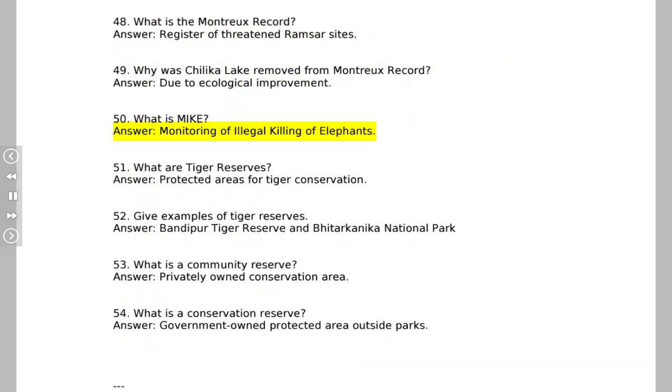50. What is MIKE? Answer. Monitoring of illegal killing of elephants. 51. What are tiger reserves? Answer. Protected areas for tiger conservation. 52. Give examples of tiger reserves.